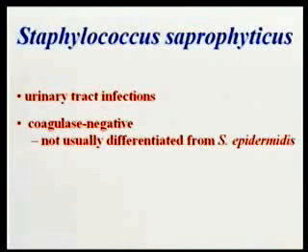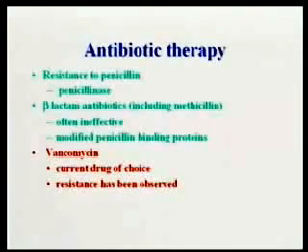So you don't usually differentiate Staphylococcus epidermidis, which is the vast bulk of them, from Staphylococcus saprophyticus or other species of Staphylococcus. The term that you use is coagulase negative Staphylococci versus coagulase positive Staphylococci. Staph aureus is coagulase positive, and Staphylococcus epidermidis, Staphylococcus saprophyticus, or any other Staphylococcus you're going to come across is usually coagulase negative.